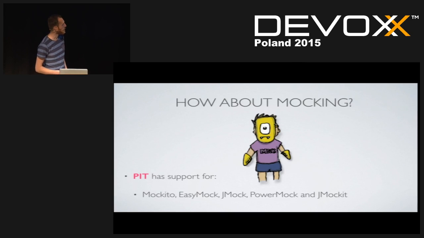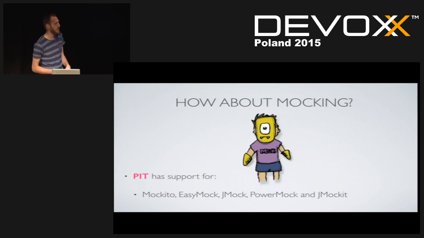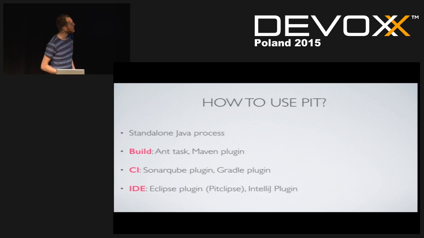So how about mocking? Well, that's no problem. Everything you're used to working with in your unit tests just works, because when you start PIT, you can say which classes need to be mutated. You don't want to mutate everything in Mockito, for example. You don't want to mutate Spring. You just want to mutate your own classes. But you can configure that. I'll show that in a minute.